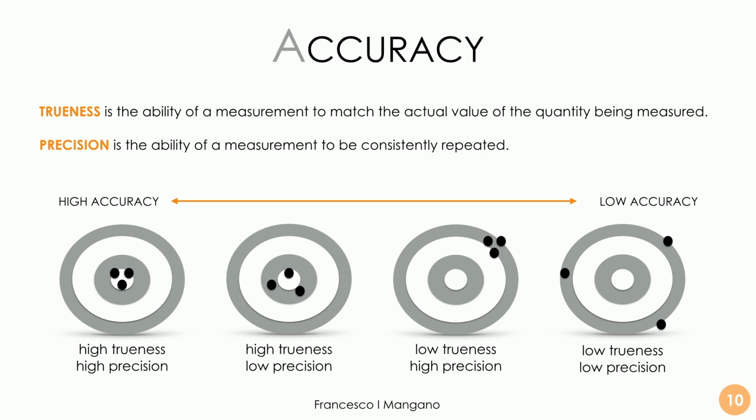Trueness is probably more important because it is the ability of a measurement to match the actual value of the quantity being measured. But precision is also important because it's the ability of a measurement to be consistently repeated. So technically, a scanner could be very true with a low precision, or very precise with a very low trueness. But obviously what we want is highly accurate machines, highly accurate devices, highly accurate meshes. So we need high trueness and high precision in order to have a reliable machine for clinical use.